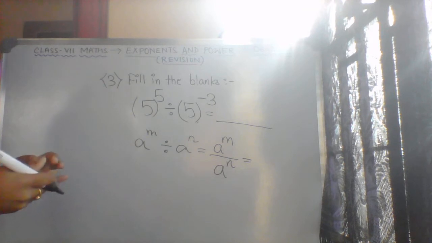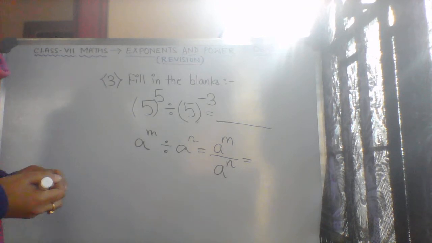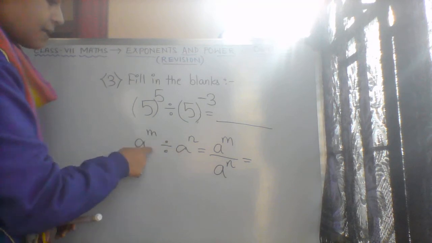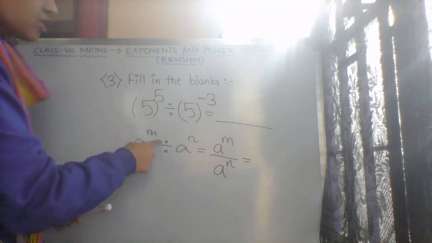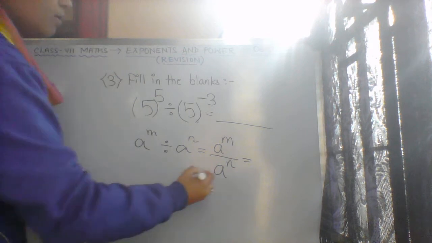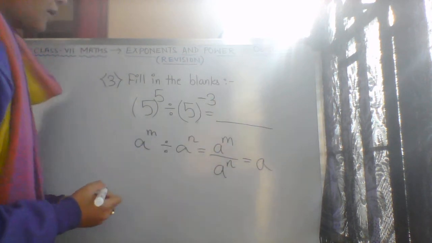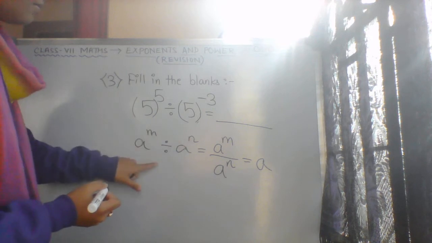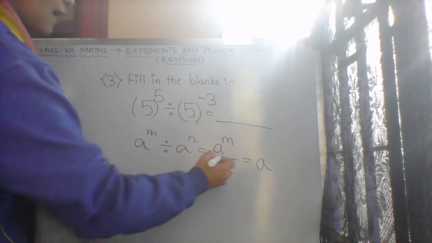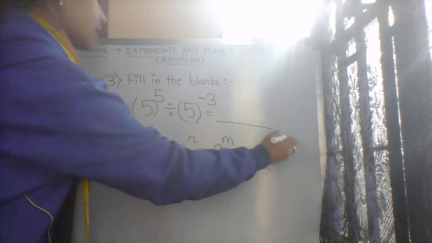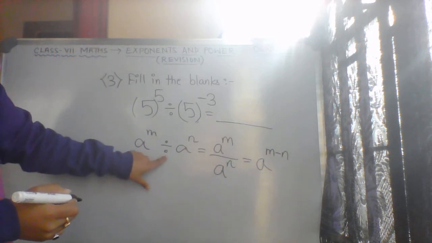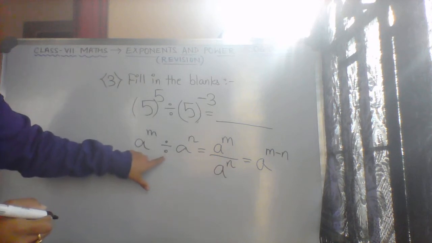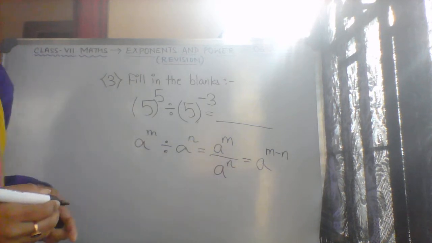If it is in this form, when the base is the same and there is a division sign, then the powers we have to subtract. If it is a to the power m divided by a to the power n, then we will write a to the power m minus n. In case of multiplication it is a to the power m plus n, but in case of division, a to the power m minus n.